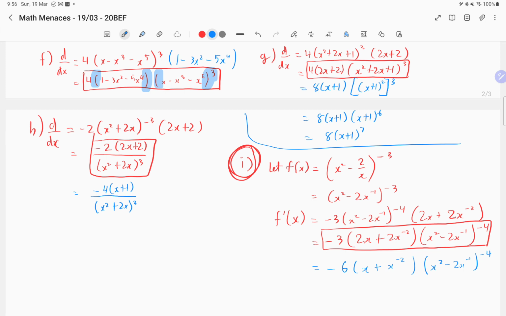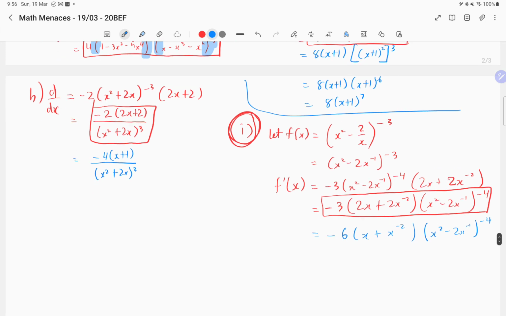Okay, which question are you at now? I'm at 1H. 1H, Sarah? If it's the power of negative 4, do you not have to move it to the bottom? You mean of question I? So yes and no. In this question, if you move it to the bottom, it is okay as well. I just wanted to show you the textbook version.